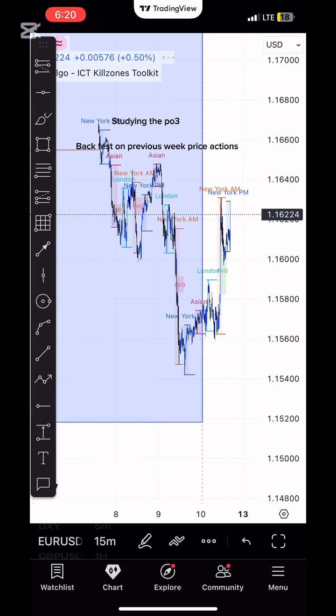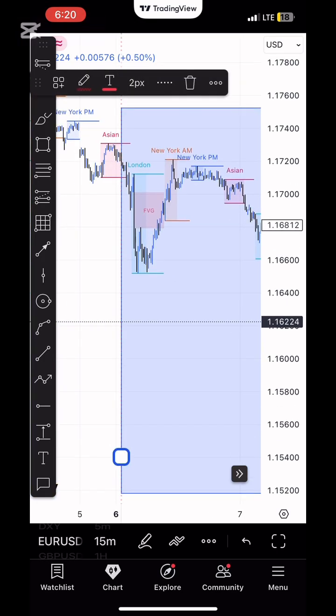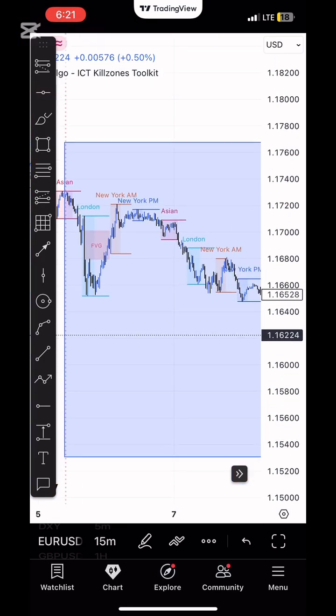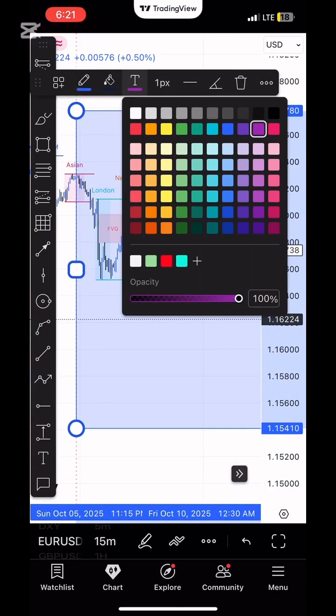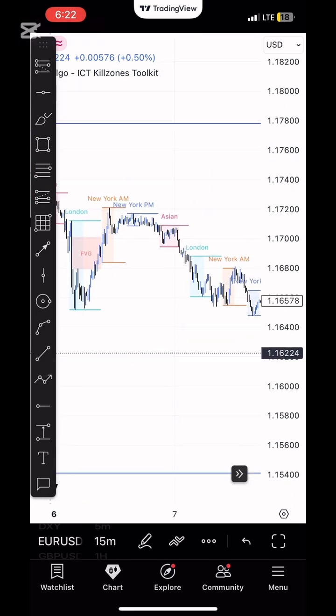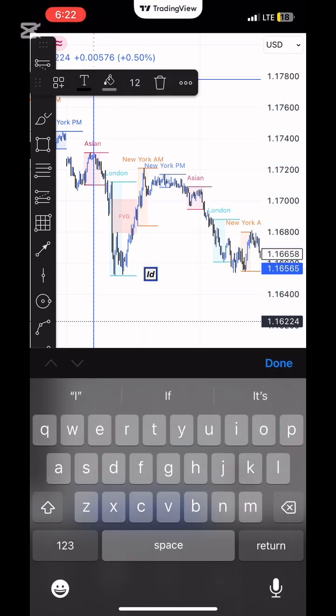Moving forward, I just did a little bit of back test of last week's price action in Euro US dollar to understand better how the power of 3 works. So I just took notes on what each section does mostly, and I learned a couple of things.